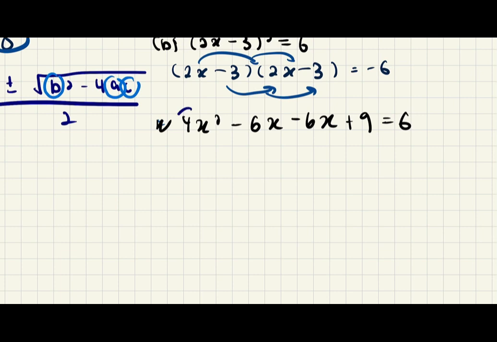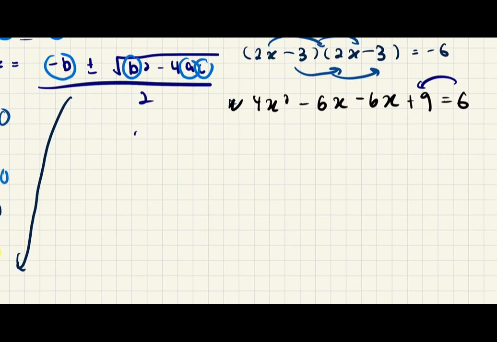You need to get rid of the 4. Whenever you solve quadratics, you need to get rid of the number in front of x squared. Okay, but firstly, we move everything. We make it into standard form first. Don't rush. 4x squared minus 6x minus 6x plus 9 minus 6 equals to 0. This is positive, become negative.